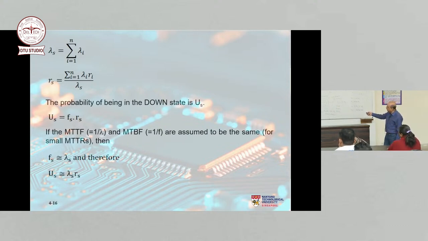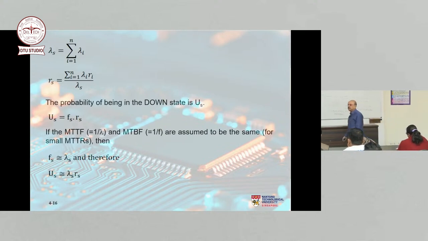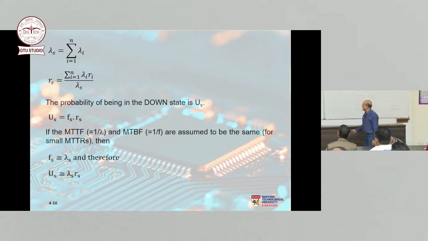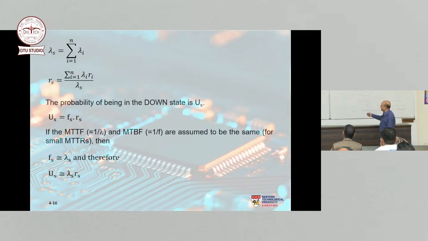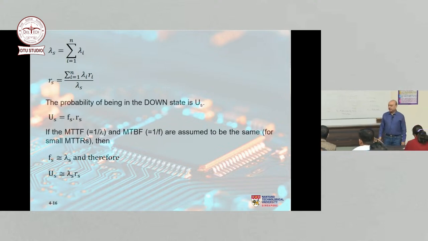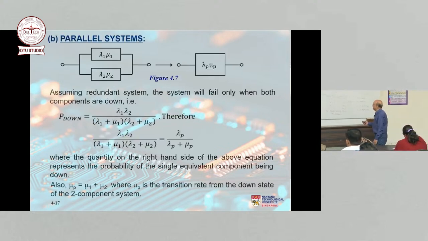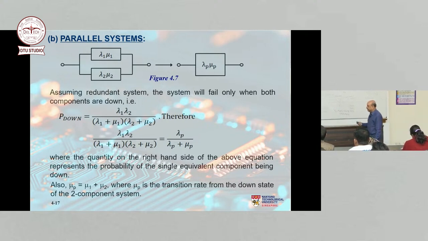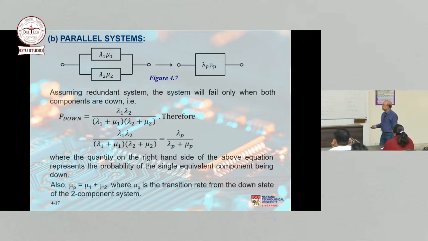So this U, the capital U, is normally called the unavailability of the series system. And of course, lambda, you know by now, is the equivalent failure rate, and R is the equivalent outage time. Okay? So an example will always help to illustrate once we go through the series and then parallel systems. So let's look at the parallel systems now.